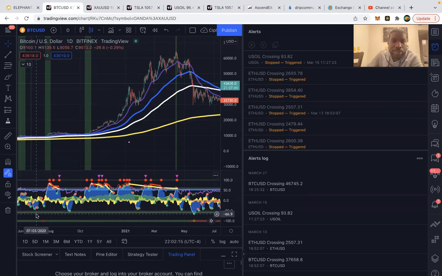Got a couple examples here. Let's just go to it. So right now we're going to start with Bitcoin on a day chart. I'm going to use this too, the bar replay. This is really good for you guys to use.